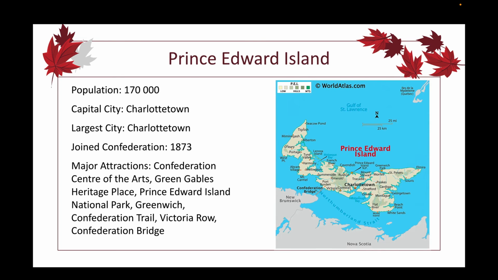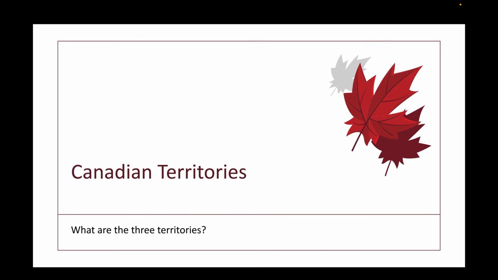Can't forget about Prince Edward Island, our smallest province of about 170,000 people. Its capital city is also its largest city, it's Charlottetown. They joined in 1873, so a little bit after Confederation, and they wanted, like the other provinces of New Brunswick and Nova Scotia, to benefit from a larger national market, and they also wanted to secure some federal assistance for the railway. And again, being an island in the Atlantic side of Canada, they are going to have a lot of major attractions.